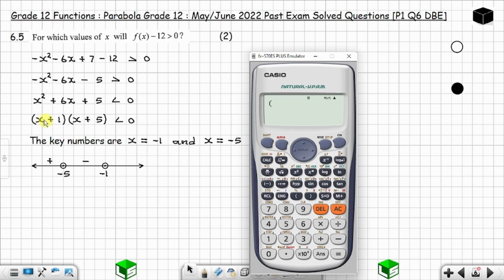So this is my bracket. You have 7 there, +1. You close your bracket, you open another one. You have x there, you put 7 +5. And the answer is 96. So if you use any number after -1, you are going to have a positive answer. So you have positive there, right? Let me close this calculator now.